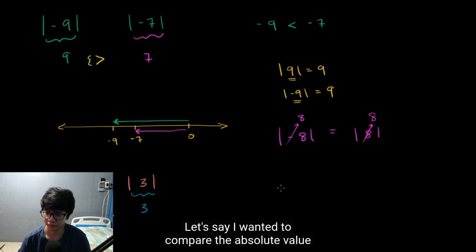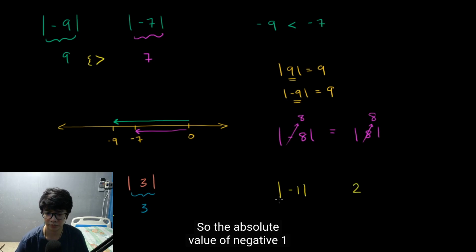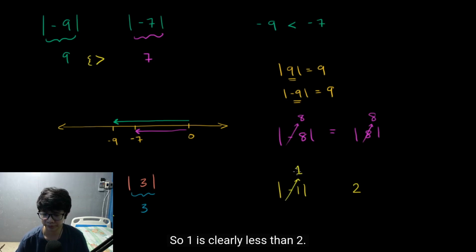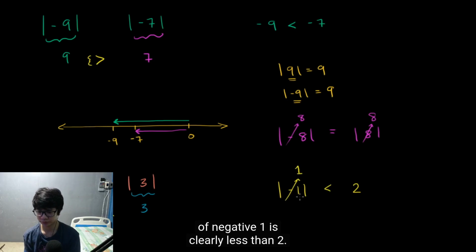Let's say I wanted to compare the absolute value of -1, and I want to compare that to +2. So the absolute value of -1 is just the positive version of -1, which is just 1. So 1 is clearly less than 2, or the other way to think about it, the absolute value of -1 is clearly less than 2.